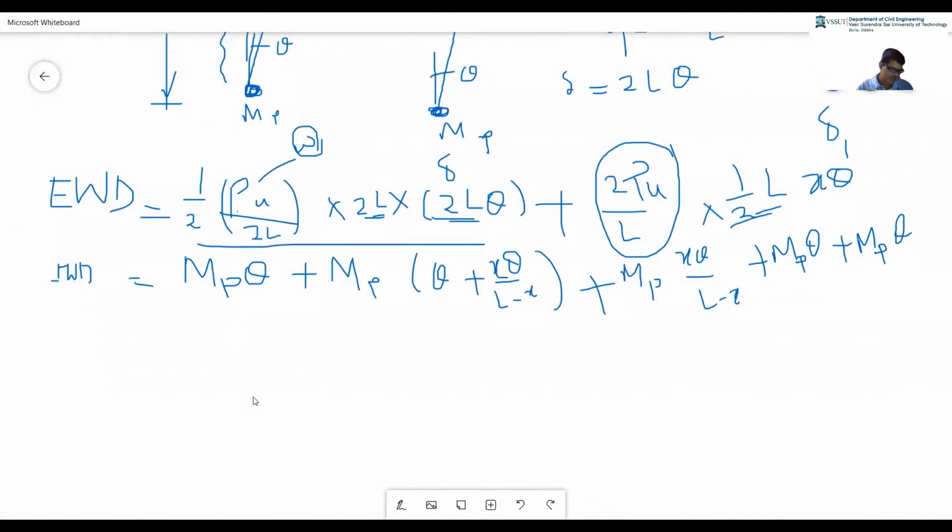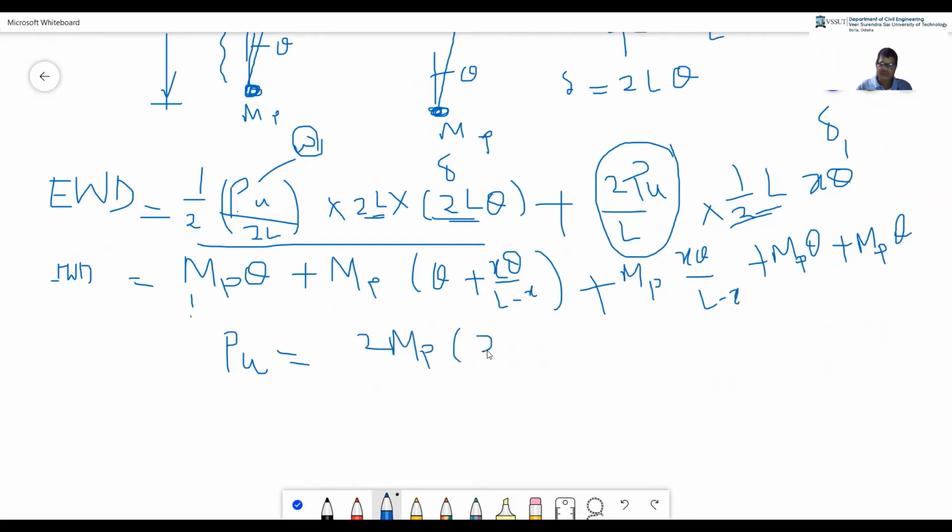So now if you combine these two, this is equal to this, and we'll try to solve it. You'll find out this PU, so please do these steps. We'll find PU is equal to 2MP into (2L minus x) divided by (L square minus x square). By equating this is equal to this and cancelling the theta value, simplifying the equations, external work done is equal to internal work done, we'll find P is equal to this.